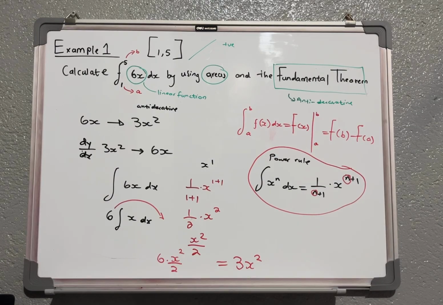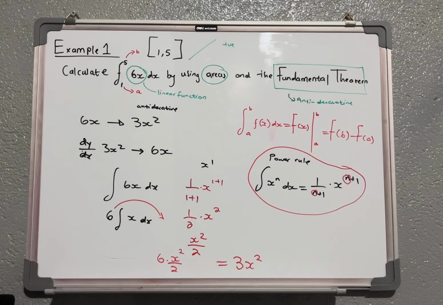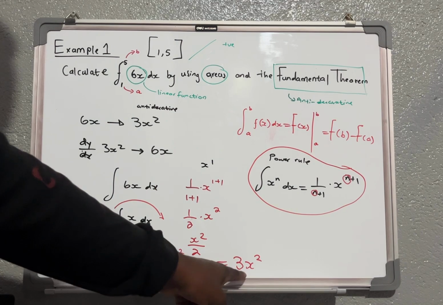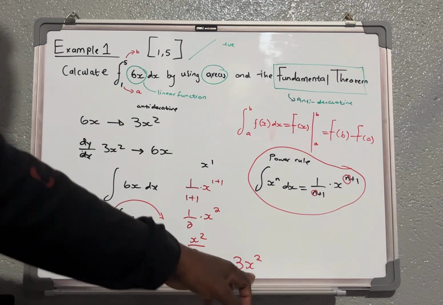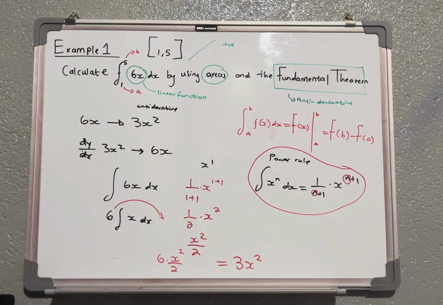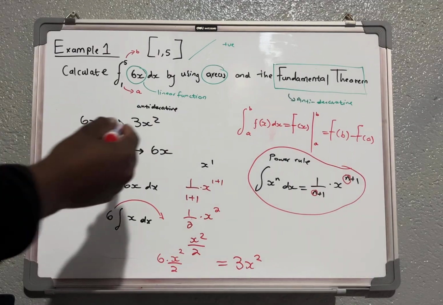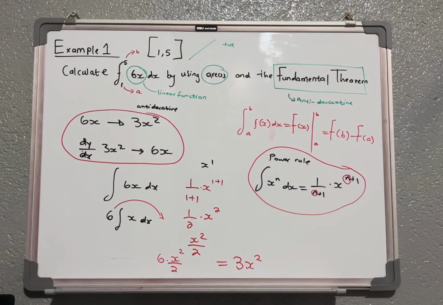Because if someone just tells you you have 6x, what is the antiderivative of 6x? If you've never done this once, you won't be able to know it unless you sit down and follow the rules. Then you'll be able to come back to this one. Now if they quickly ask you what is the derivative of your 3x squared, you will know that it's 6x. You see how they're basically an inverse of one another.